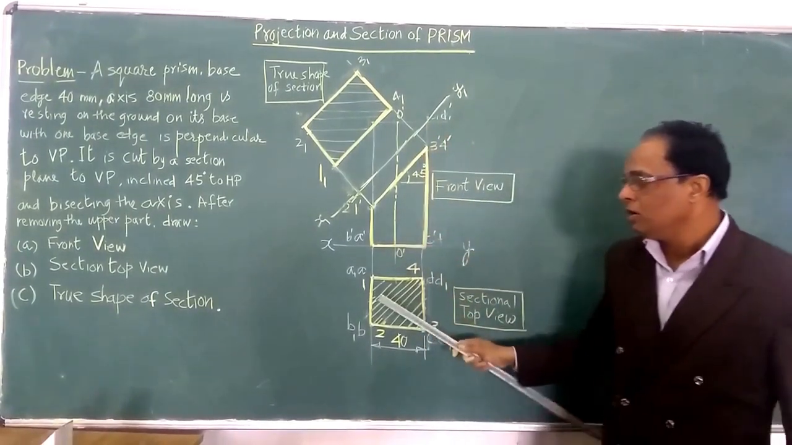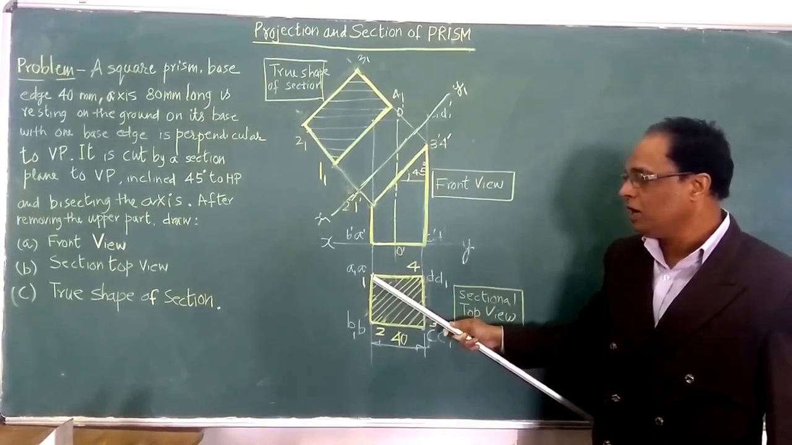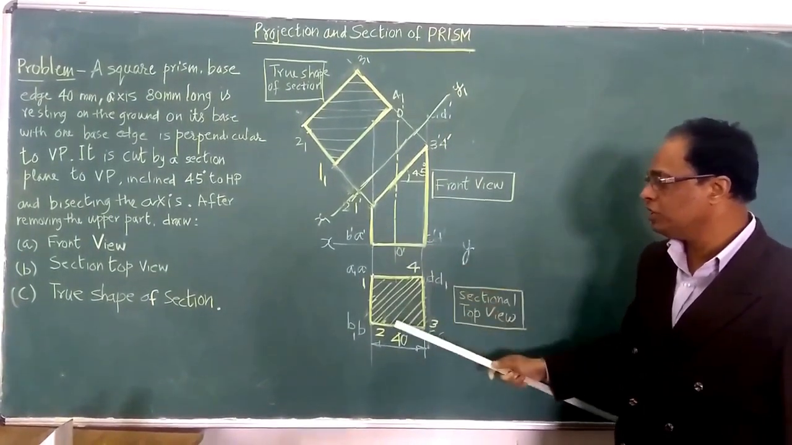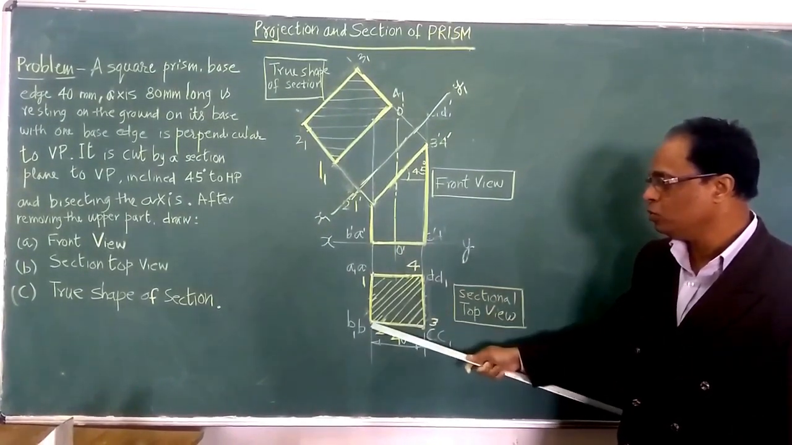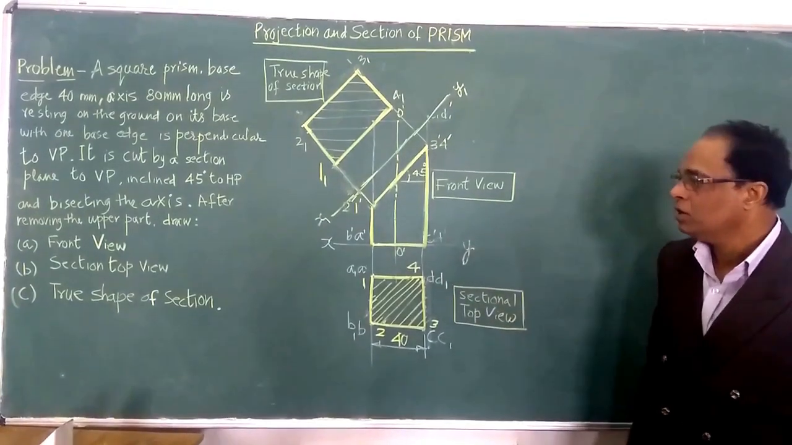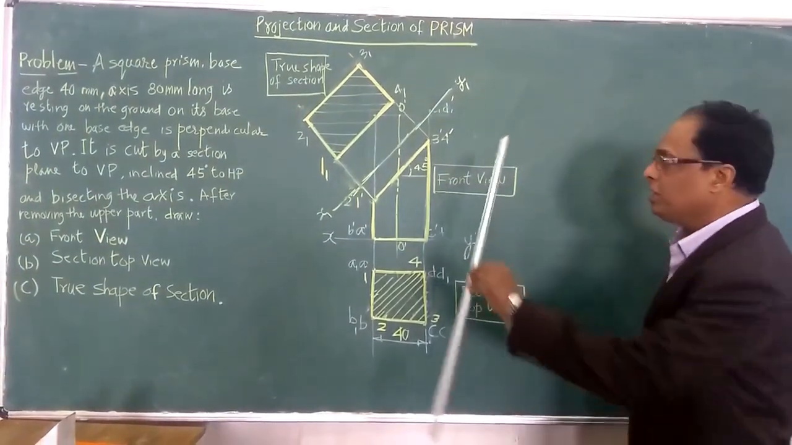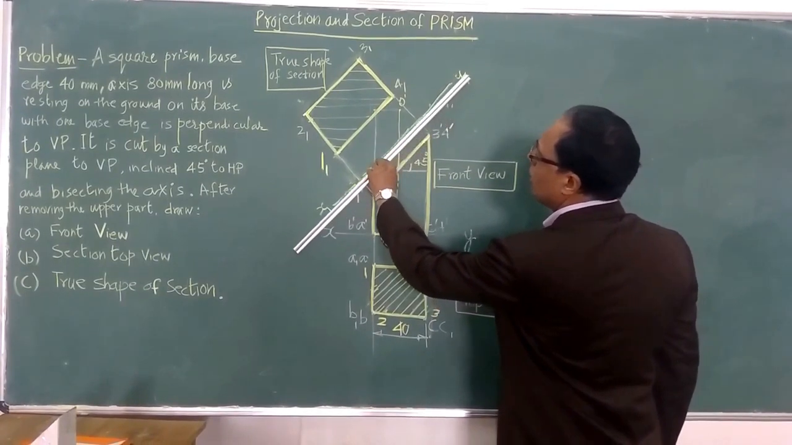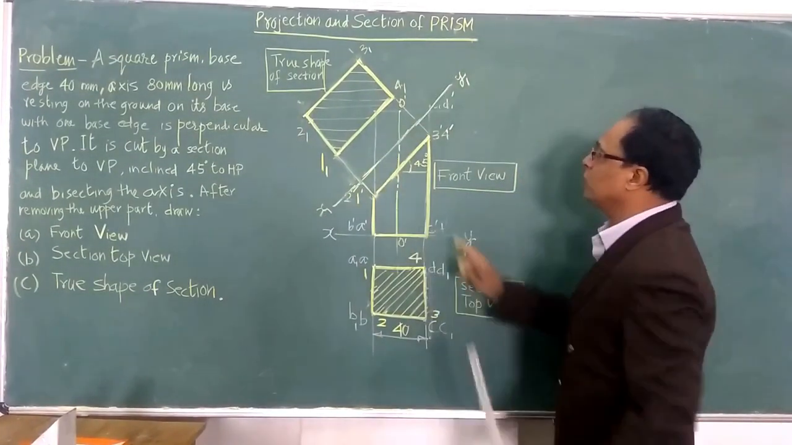Now, obtain the top view of 1 dash, 2 dash, 3 dash, 4 dash: 1, 2, 3, and 4. Now, take the mini drafter, set it here and draw a new ground line parallel to the X-Y line.